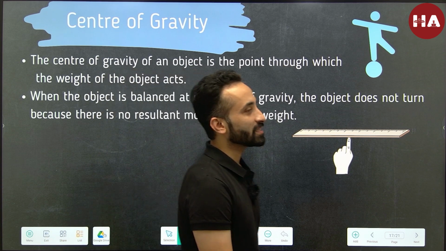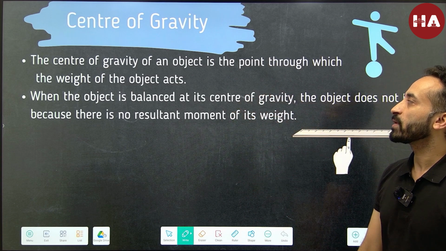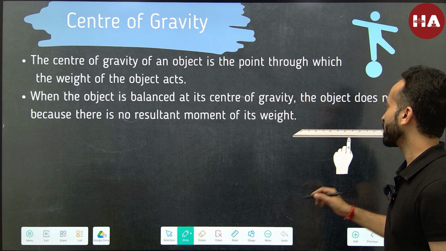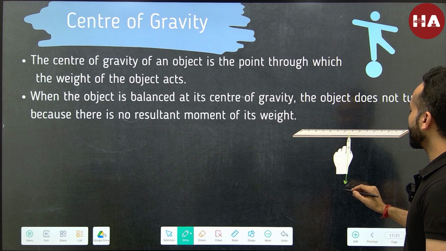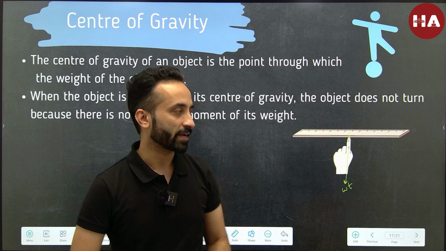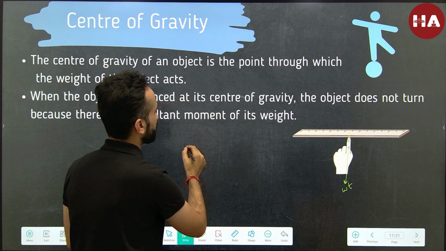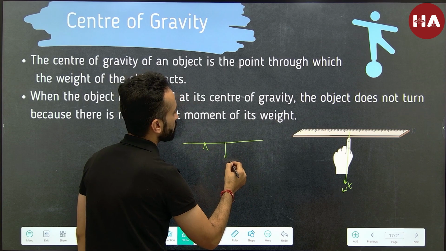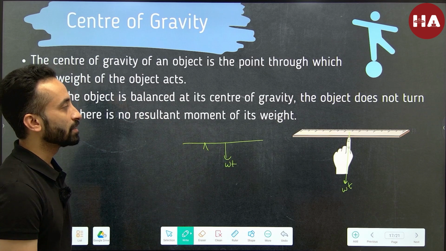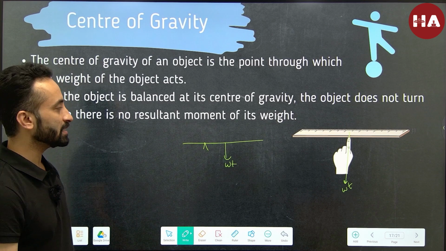So what is center of gravity? It is the point through which the weight of the object acts. When the object is balanced here, the entire weight is passing through the fulcrum, so there is no rotating effect. Imagine if I try to balance it here, what's going to happen? The weight is going to rotate it or topple it, whatever you may call it. So that's center of gravity, the effective point where the weight of any object is acting.